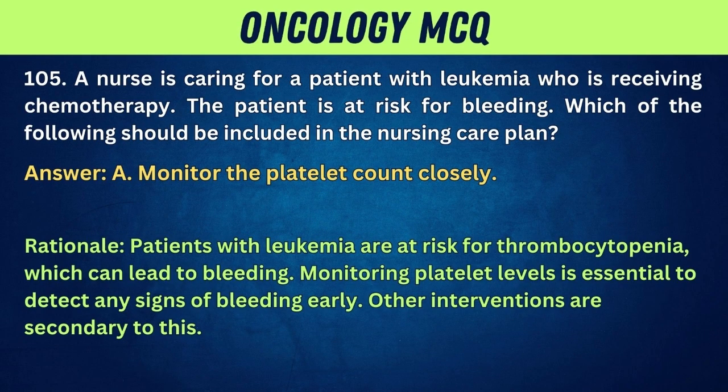Answer: A. Monitor the platelet count closely. Rationale: patients with leukemia are at risk for thrombocytopenia, which can lead to bleeding. Monitoring platelet levels is essential to detect any signs of bleeding early. Other interventions are secondary to this.